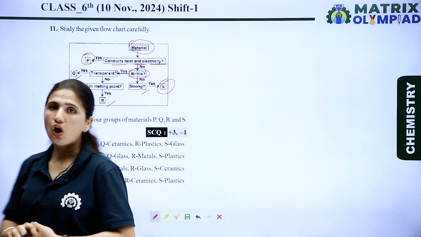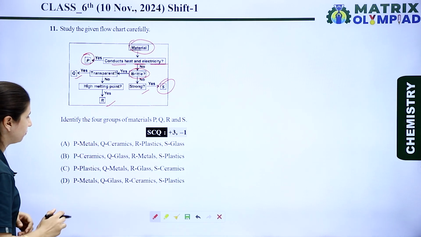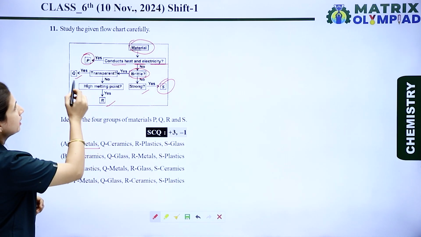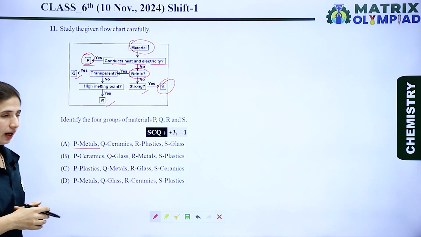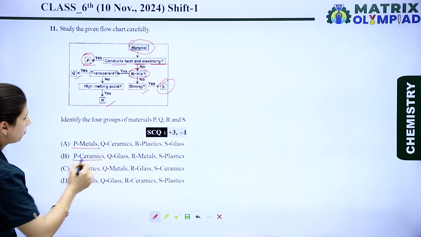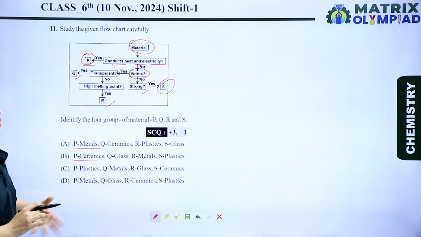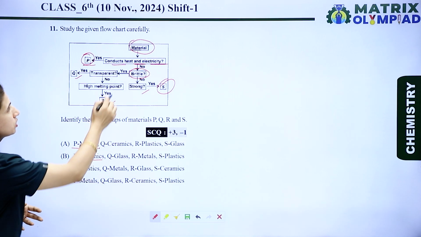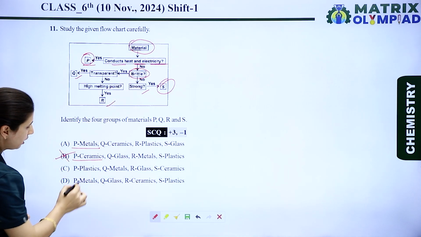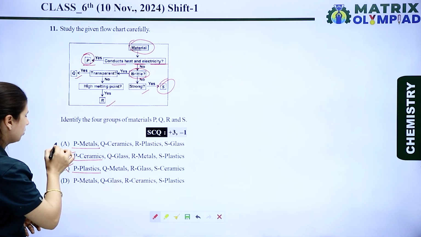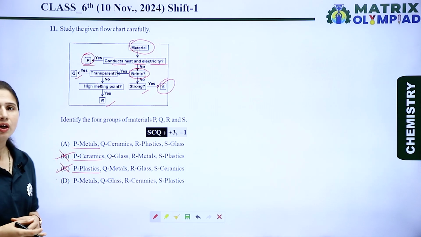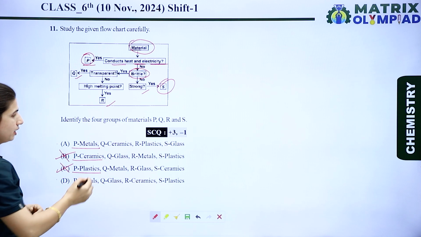Let's discuss the options. The first option: P is metal. Yes, P is metal because metals conduct heat and electricity. Next: P is ceramics. P is not ceramics because ceramics do not conduct heat and electricity. Plastic also does not conduct electricity, and P is metal. So A and D may be the right options. Now let's see the next one.